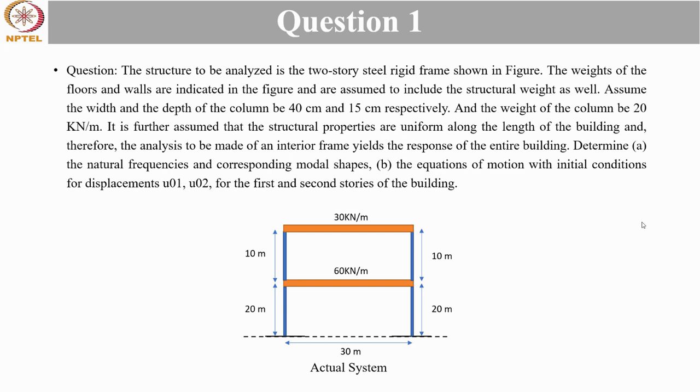20 kN per meter. It is further assumed that the structural properties are uniform along the length of the building, and therefore the analysis made for an interior frame yields the response of the entire building. Determine the natural frequency and the corresponding mode shape and the equation of motion with initial conditions for displacement u1 naught, u2 naught for the first and the second story of the building.